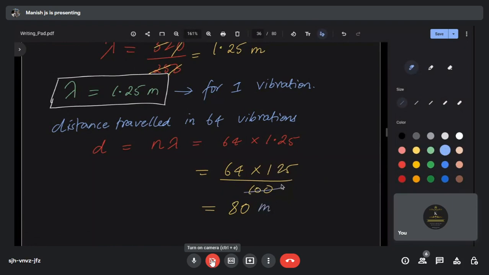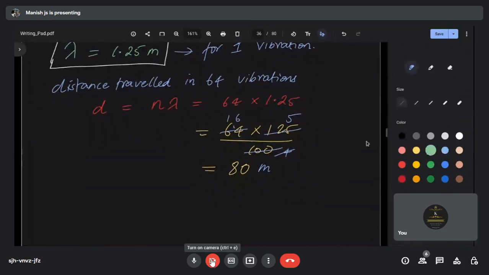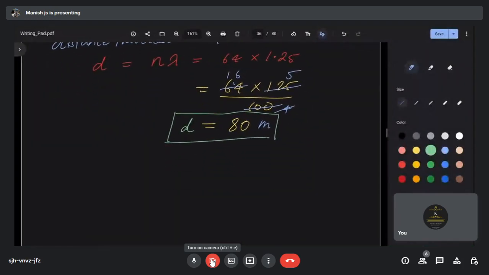சரிங்களா? 100 அப்புறம் 125 நீங்க கேன்சல் பண்ணலாமே. 25 டேபிள்ல it is going 4 times, right? And 25 5s are 125. அப்புறம் 8s are 64. So this one also you can do. Okay, 4 and 64, 16 times. So 16 5s are 80 அந்த மாதிரி வரும். சரிங்களா? So all that calculations you can do it. So distance traveled by this wave is 80 meters. அவ்வளவுதான். So this is how you're supposed to do it.